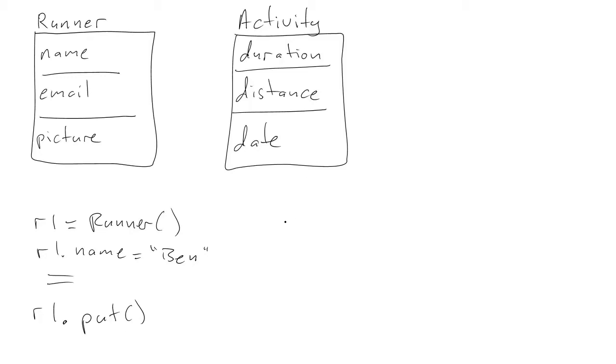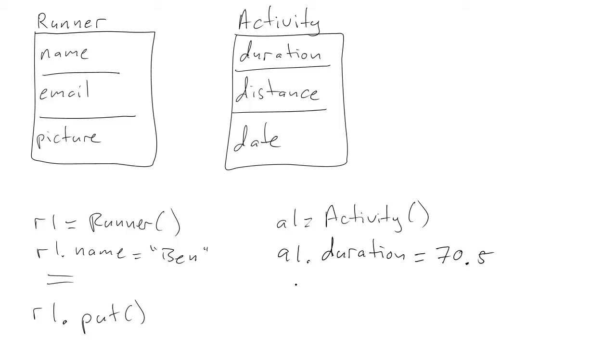Similarly, we can make a new activity. Maybe a1 equals a new Activity. This makes an instance of the activity. We can set some of its properties, like its duration. And again, if this is a string, then we'll put it as a string. If it's a floating point number, then we'll put it as a floating point number. And so on. And we can write that.